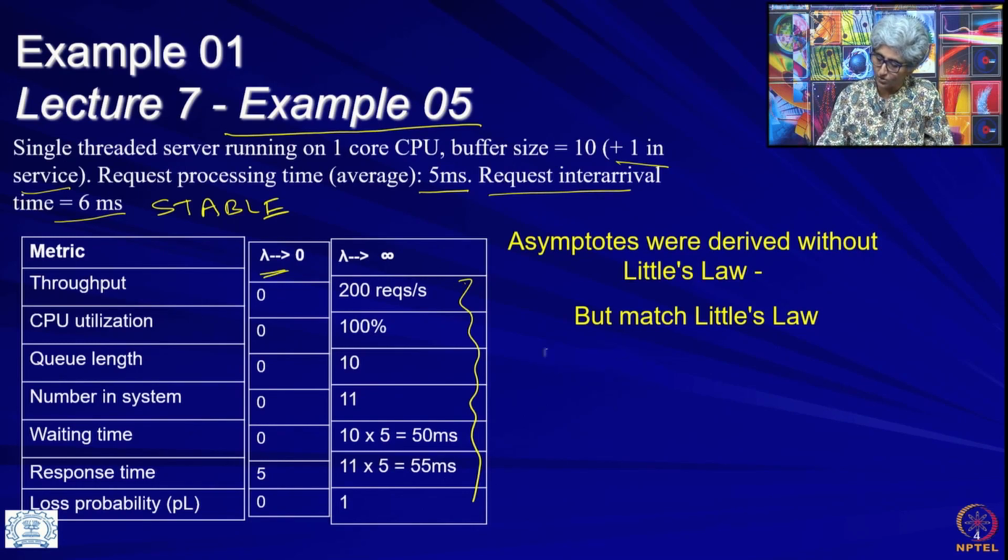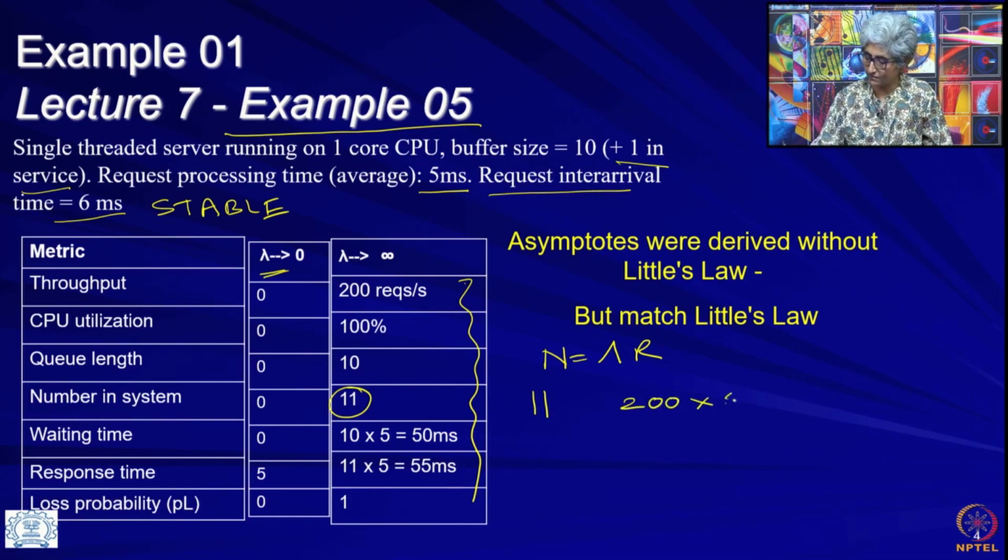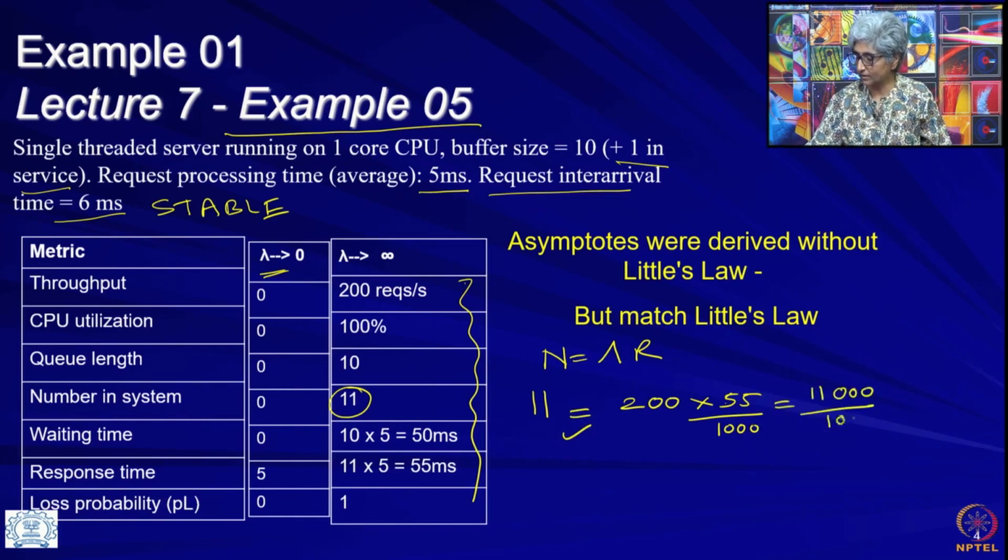Okay. So, let us first check n is equal to lambda r. So, n here is 11. So, we have 11 here and on this side we have throughput is 200 requests per second and response time is 55 milliseconds. So, we divide that by 1000 and you can trivially check that this is equal. So, 200 multiplied by 55 is 11,000, divided by 1000 and you get 11.